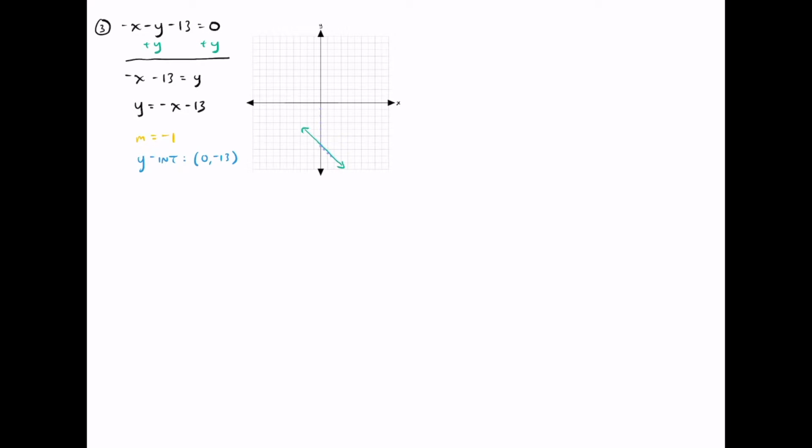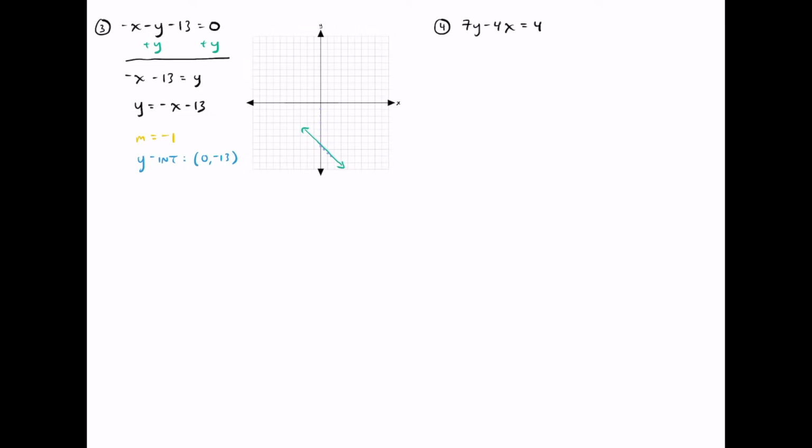And it's going down to the right. So that would be this equation for number 3. Okay, that would be the graph. For a fourth one here, let's go ahead and check out this equation. Let's try 7y minus 4x is equal to 4.